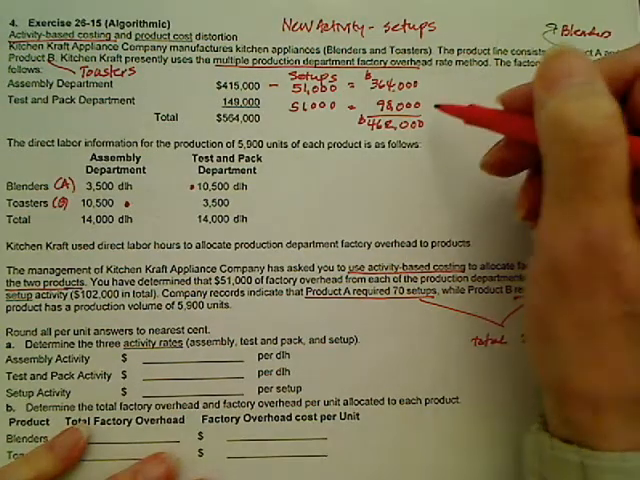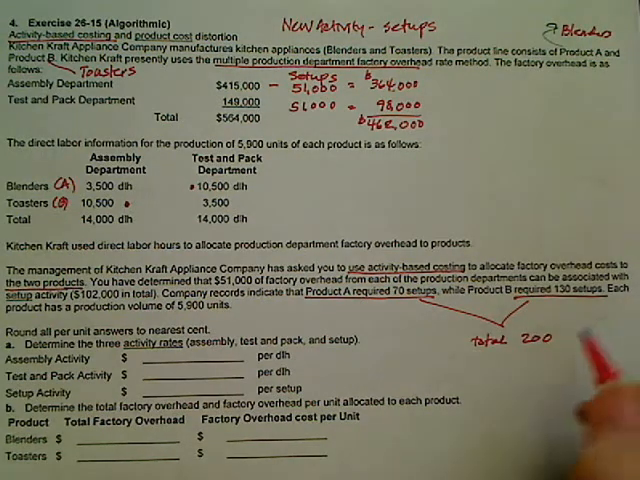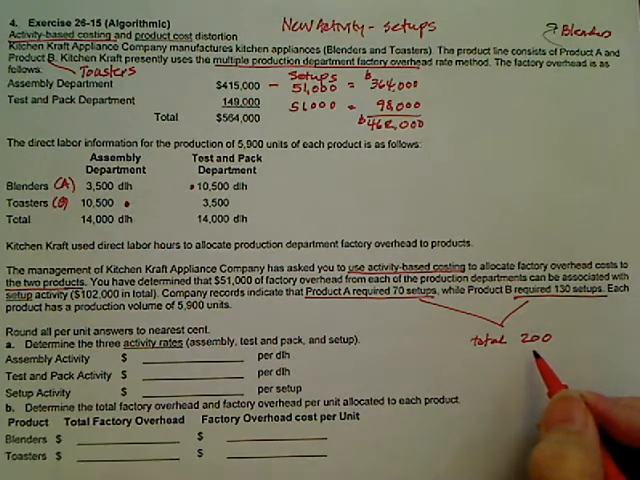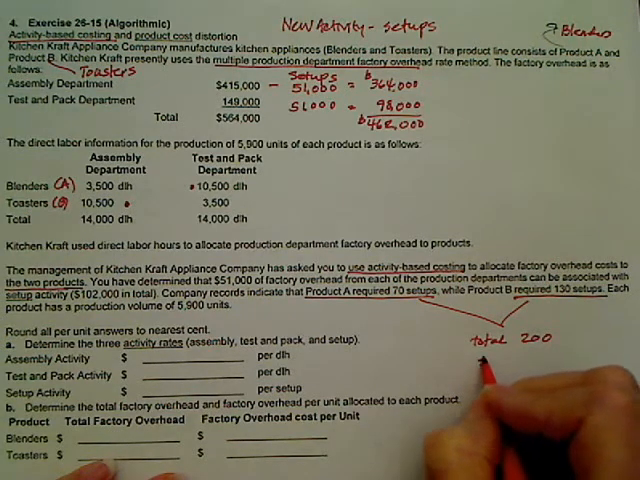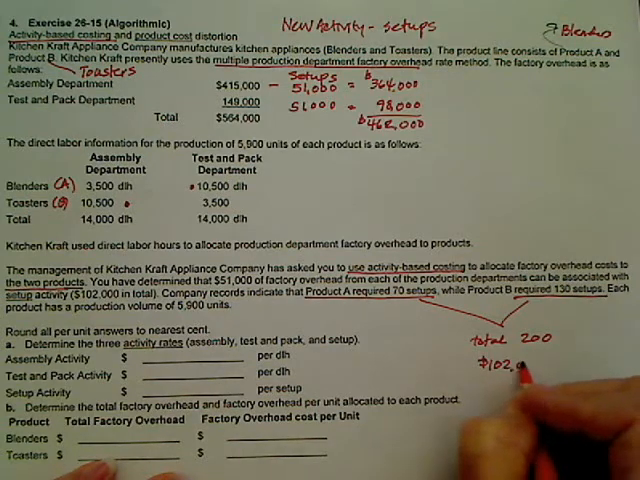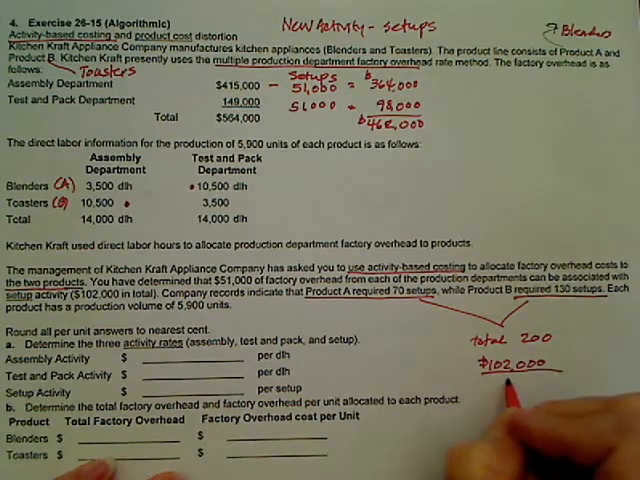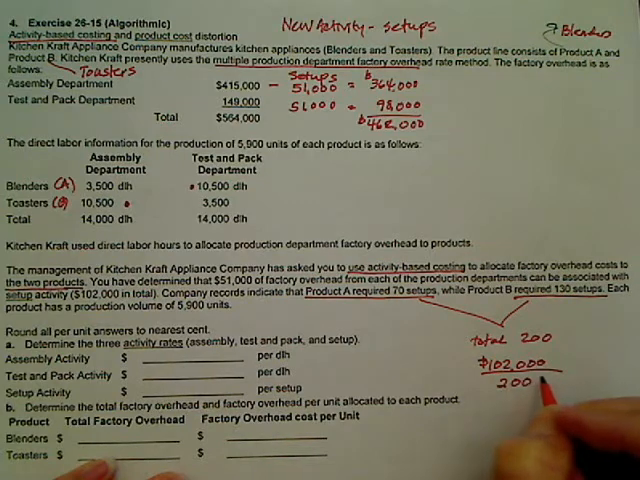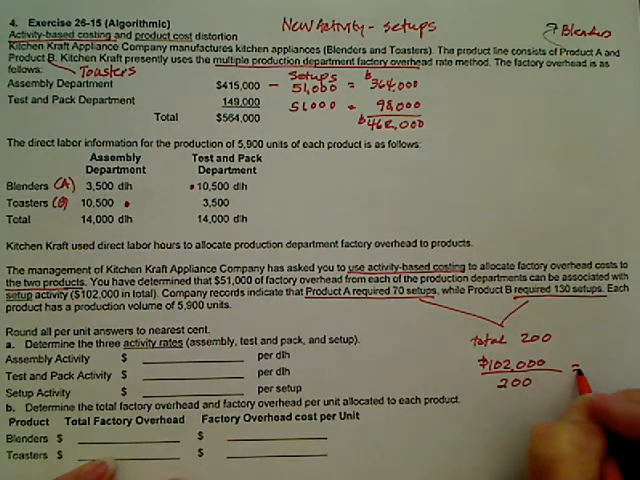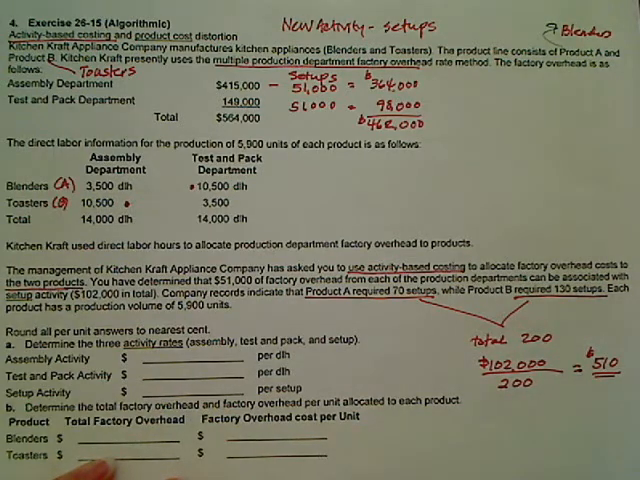the departmental rate for the rest of the stuff, and we need to do a rate for the 200 setups. Okay, we have $102,000 for the setups divided by 200 setups, and that is going to be $510 per setup.